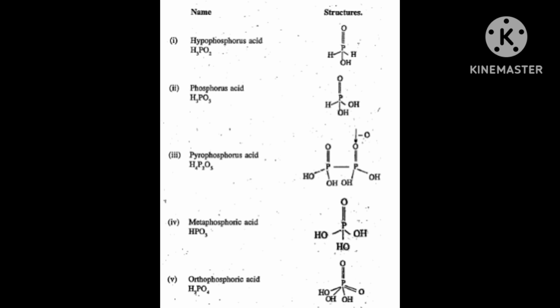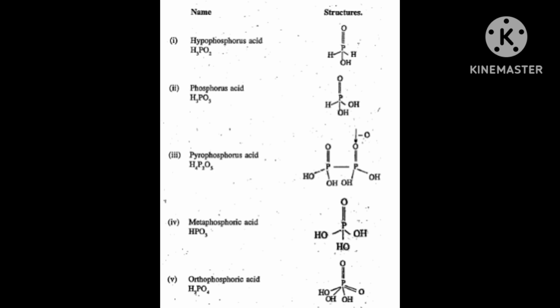How will you prepare it? You will get it simply by heating phosphoric acid. Phosphoric acid means orthophosphoric acid, H3PO4. Just heat it, you will get H4P2O7.